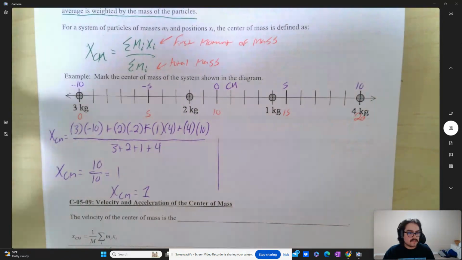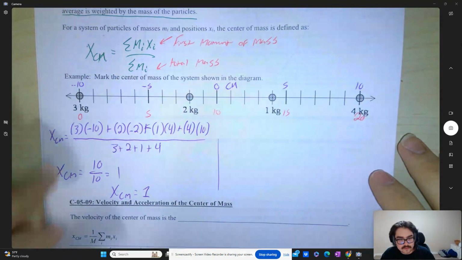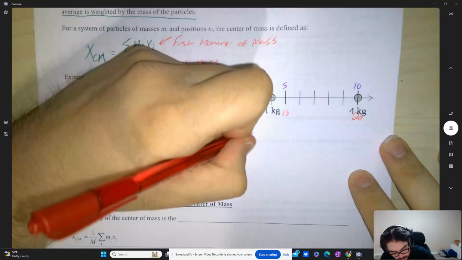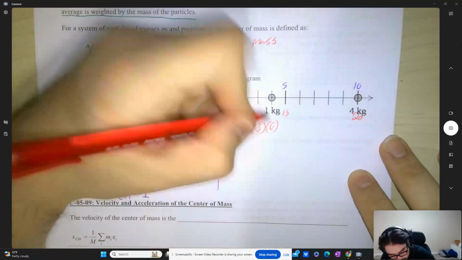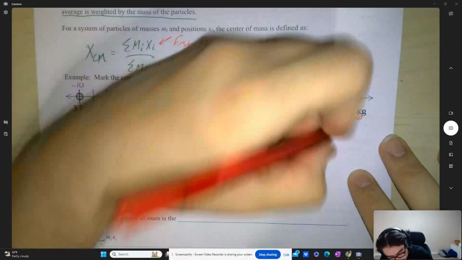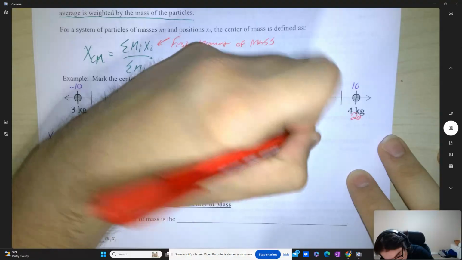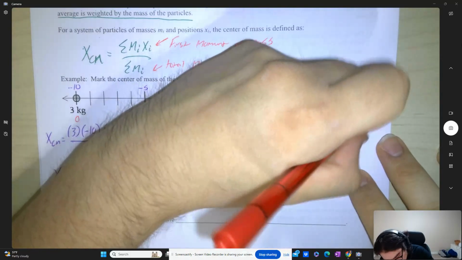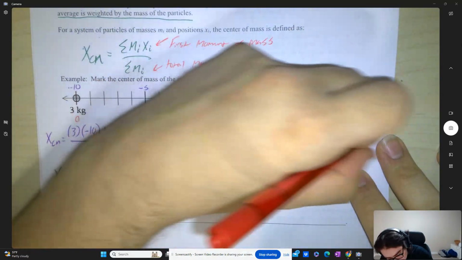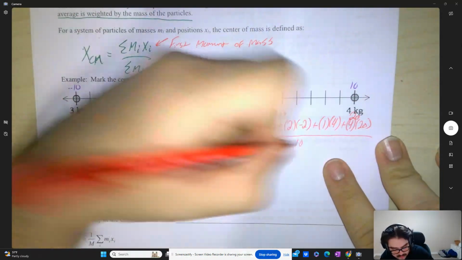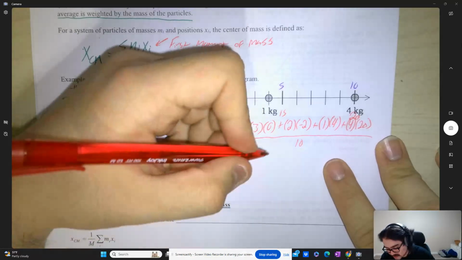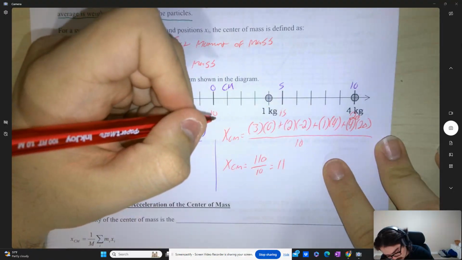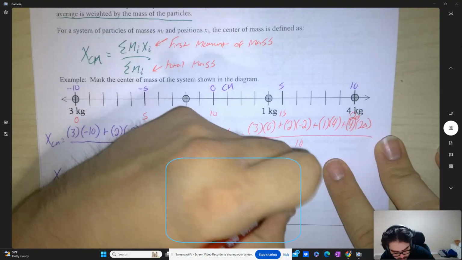Now let's see what we get if we use the red number system. The position of the center of mass is equal to, now I have to change the numbers. So instead of using -10, this is going to be 0. This is 2 kilograms at -2. This is 1 kilogram at 4, and then this is 4 kilograms at 20. The total mass we already found earlier is 10. In this case, you're going to get a different number. You get 110 over 10, which is 11. So the position of center of mass with the red numbers is 11.